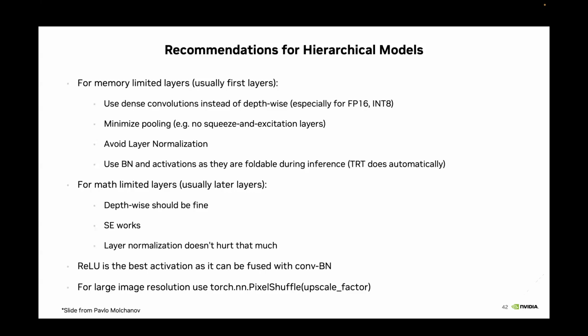All right. And you know, use something like batch norm. Turns out, for those that don't know, you can fold batch norm into convolutional layers at basically no extra cost. Systems love it. For math limited layers, as he said, usually the later layers, depth-wise should be fine. SE works. Layer normalization doesn't hurt that much anymore.